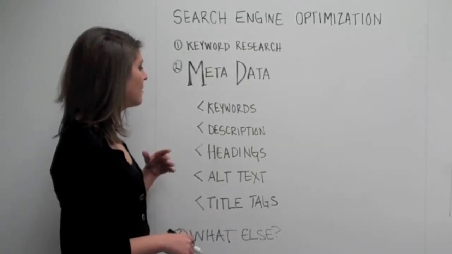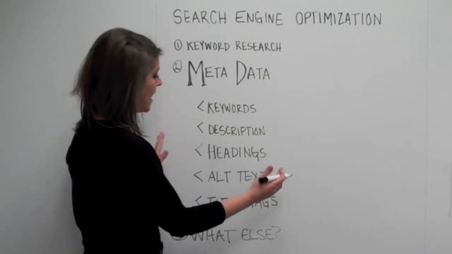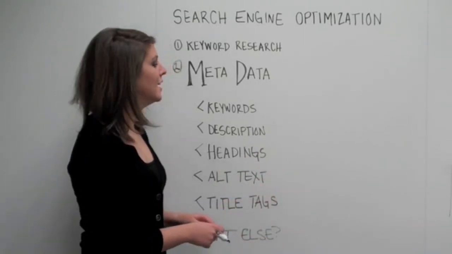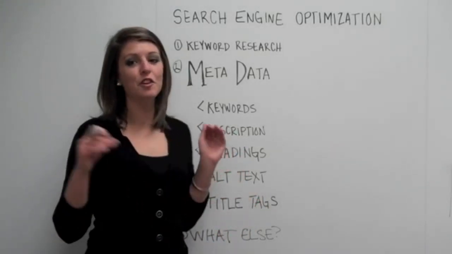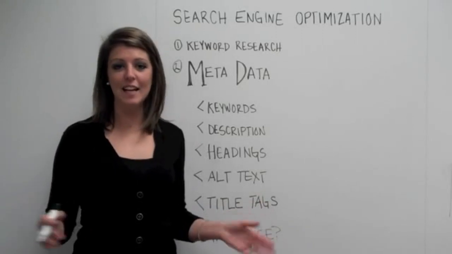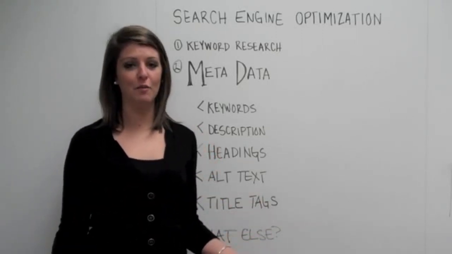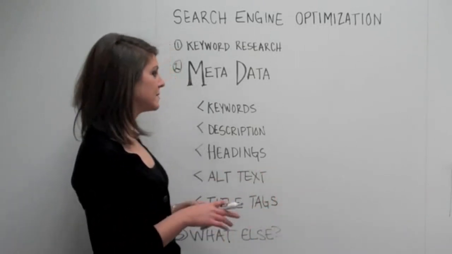Metadata consists of keywords that you list on your page's description, headings, alt text for images, and title tags for your page. Now, it's important to know that all this metadata is behind the scenes. If you're looking at a web page, you will not see any of this metadata actually rendered on the page that the consumer or that your web visitor sees. It's all in the background, and it's all for the search engines.